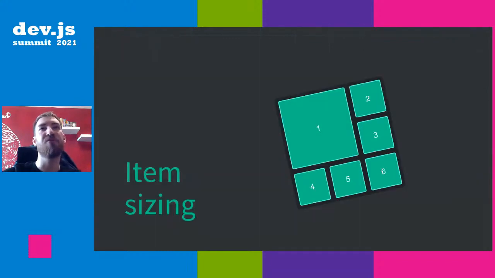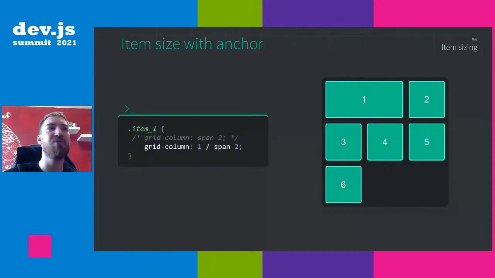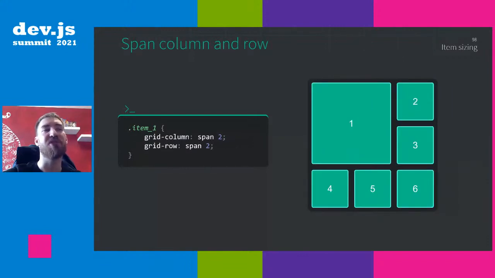An additional thing that we can do is size items, and we've seen already that we can stretch an item in between lines, but we can also use the span property to tell the element to span, for example, 2 columns. And because we can remember that this is a shorthand property, we can specify both the position and the span. So for example, we are saying here that it should start at line number 1 and then span 2 columns. But we can also say that it should end at line number -1, so anchor it at the end, and then we can again make it span 2 columns. And of course, we can do that with rows as well. And here we are spanning 2 rows and 2 columns.